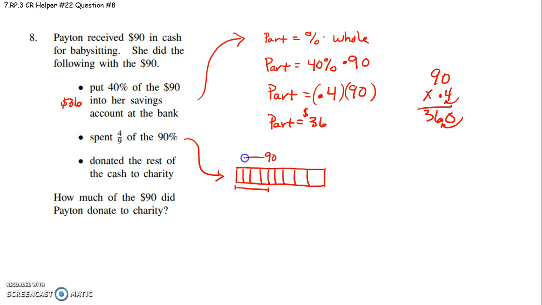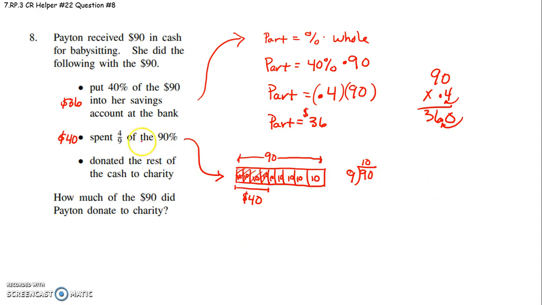So again, you'll take your 90, divide it by 9, and then multiply it by 4. 90 divided by 9 means 10 goes in each box. 10, 20, 30, 40, 50, 60, 70, 80, 90. And if we just care about 4 of those 9 parts, we're talking about $40. 10, 20, 30, 40. So she spent $40 of it. And the rest she's going to give to charity.